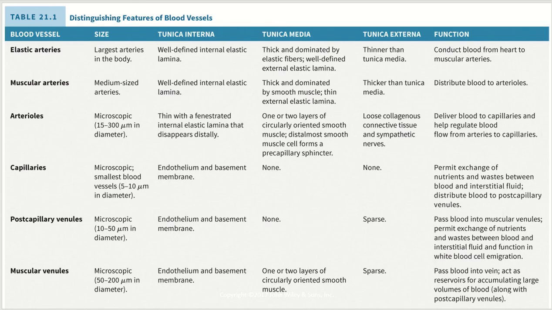So here is just a nice little table of the distinguishing features of the various types of blood vessels in the body. And that is all I have for this lecture today.